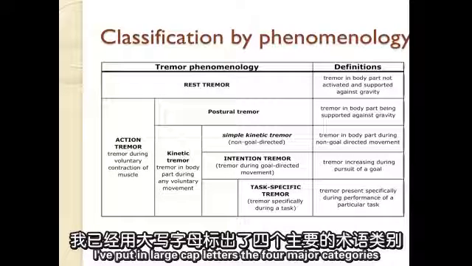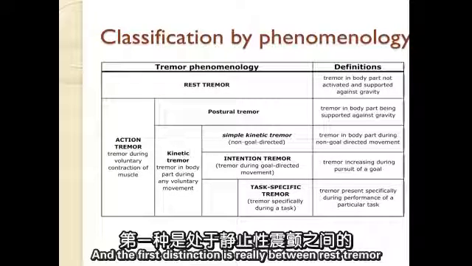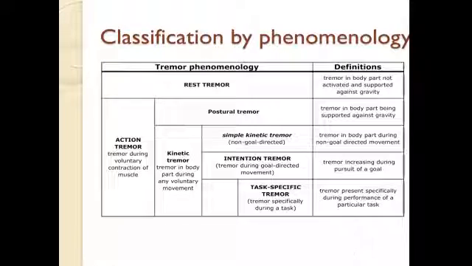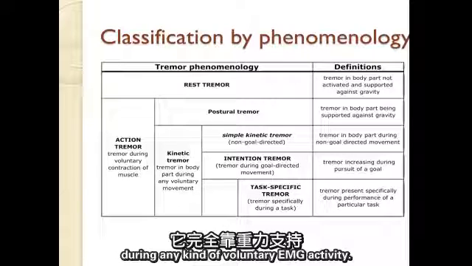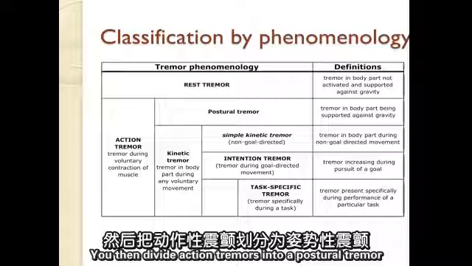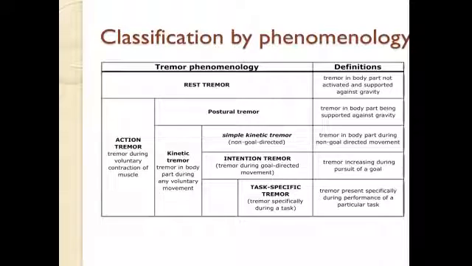I've put in large cap letters the 4 major categories of terminology that are most helpful. And the first distinction is really between rest tremor, which is a tremor in a body part that is not activated with EMG and fully supported against gravity, versus an action tremor, which is tremor during any kind of voluntary EMG activity. You then divide action tremors into a postural tremor, which is when you hold the arm out, steady, versus a kinetic tremor when the limb or the body part is moving.